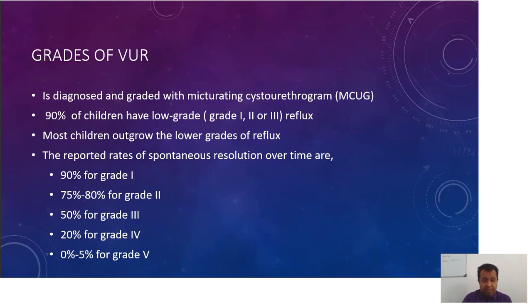Grade 3 is about 50%. If you take grade 4 reflux, only 20% will resolve around 5 to 6 years of age. If you take grade 5, less than 5% have a chance of resolving around 5 to 6 years of age. Therefore, 90% of children have low-grade reflux, and most of the low-grade reflux will resolve when the child reaches around 5 to 6 years of age.